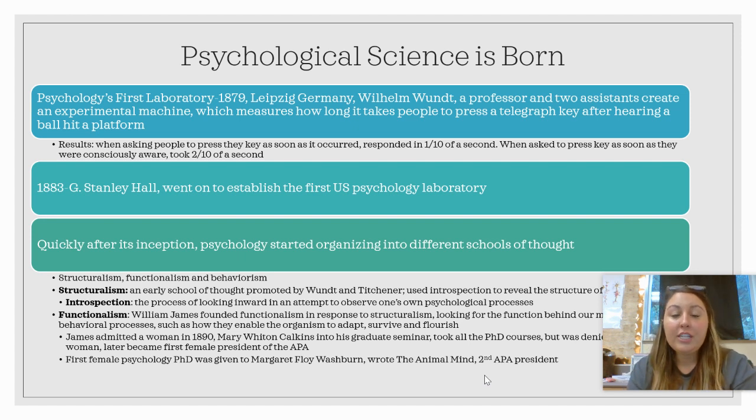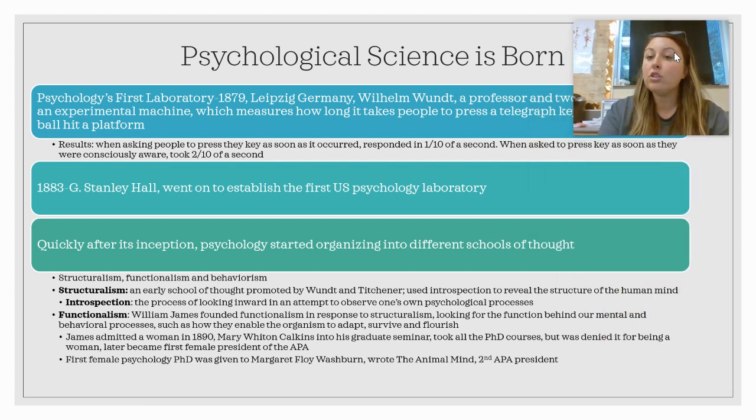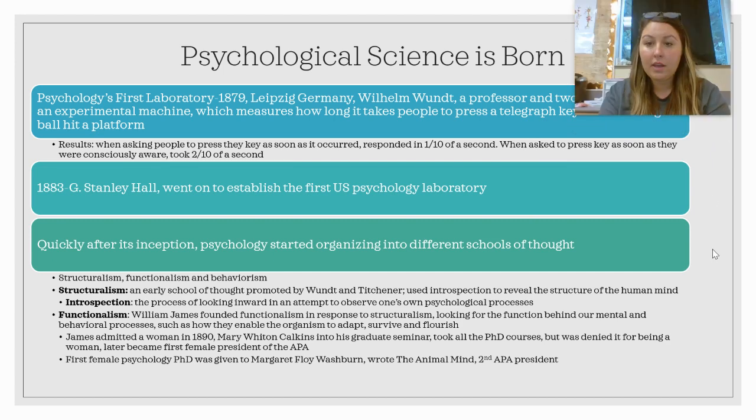In 1883, G. Stanley Hall establishes the first U.S. psych laboratory. So he's called the father of American psychology. And then quickly after its inception, psychology started organizing into different schools of thought. The early ones are structuralism, functionalism, and behaviorism.